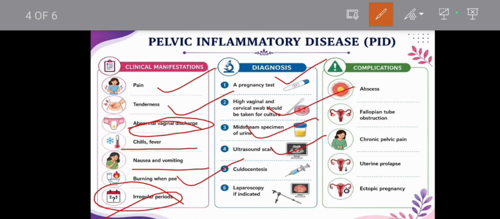For that, midstream specimens of the urine should be collected. Then ultrasonography can be done. Then culdocentesis is done, and laparoscopy is done only if it is indicated.